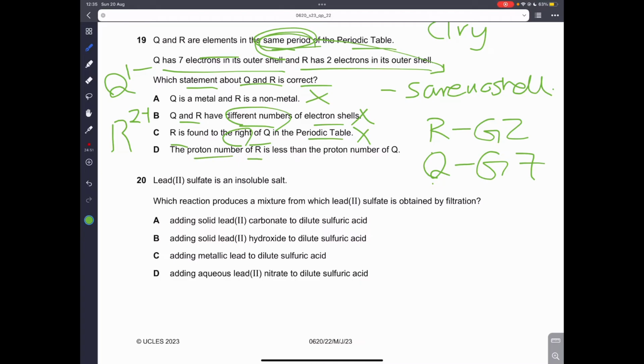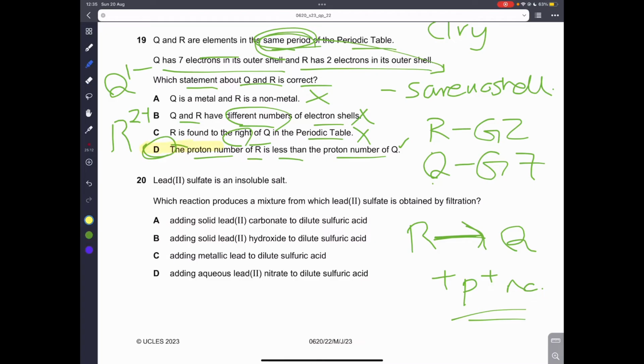The proton number of R is less than the proton number of Q. This is definitely correct, because since R is on the left side and Q is on the other side, as you go across the period, the proton numbers increase. And therefore D is the correct answer.